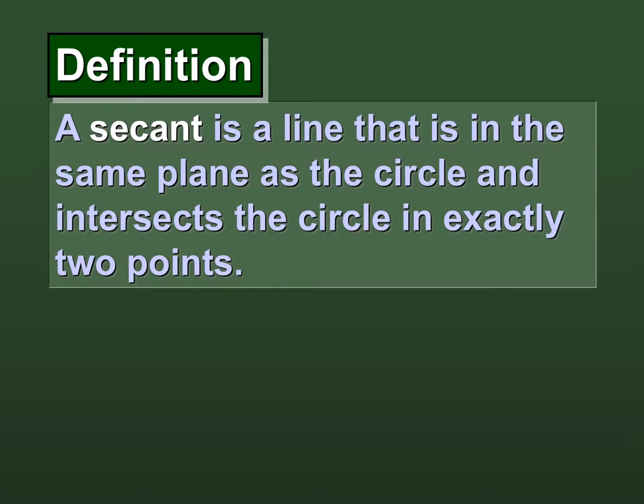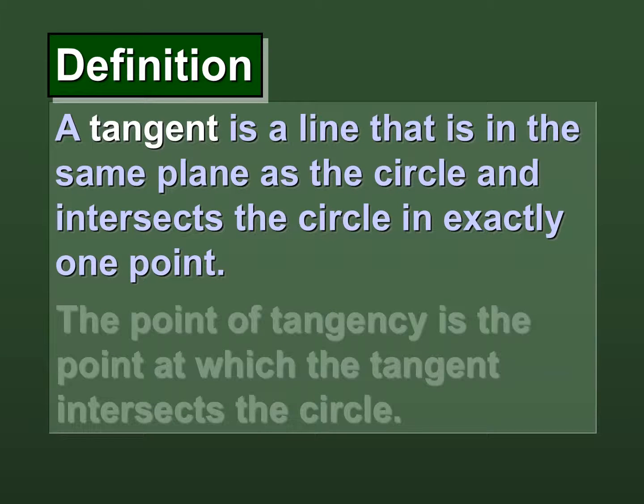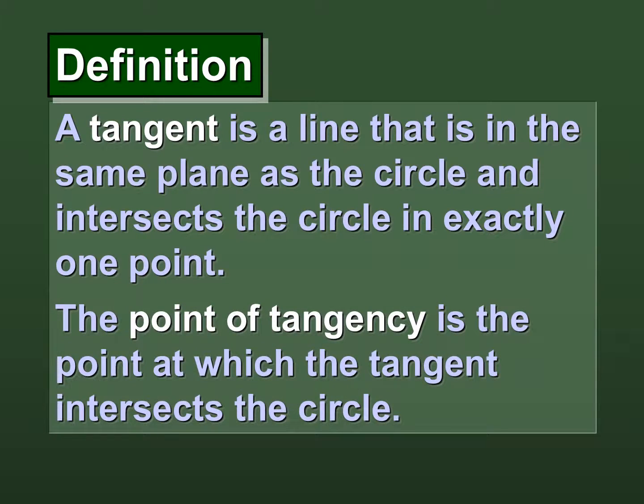Intersect that circle in 2 points. A tangent is in the plane of a circle, but instead of intersecting the circle in 2 places, it's only going to intersect that circle in 1 place. So a point of tangency, first of all, is the point at which that tangent line intersects the circle.